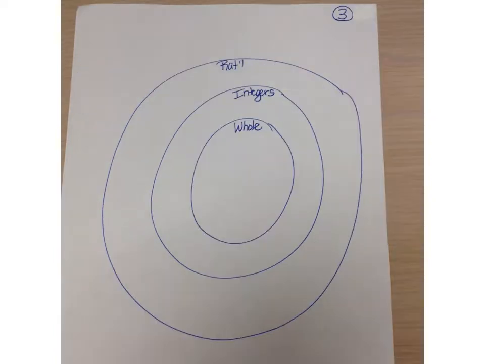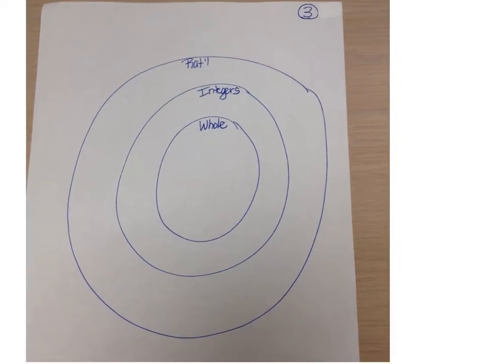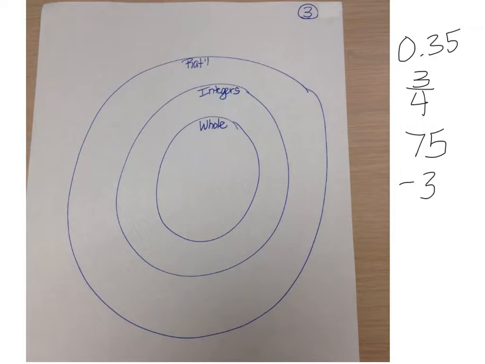Okay, so let's have some samples now. So make sure you're looking at the Venn diagram that you made over in box 2 when we're placing these numbers. Okay, so I'd like to place the following numbers. Let me choose a color here. 0.35 or 35 hundredths, 3/4, 75, and -3. Okay, so we're going to place those.